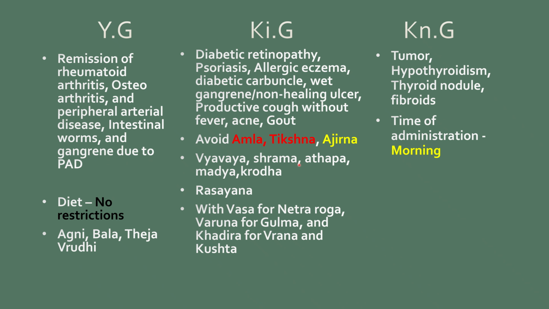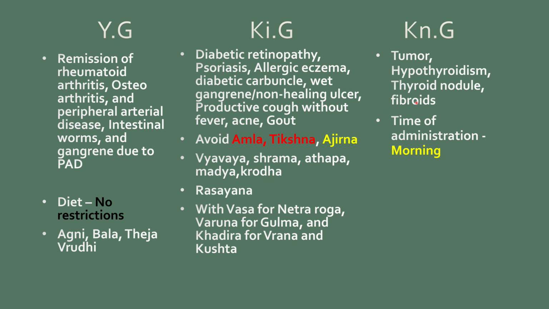For Kaishora Guggulu, there are some restrictions. Amla and Tikshna are said to be avoided because it is indicated in Pitta predominance, right? So Amla and Tikshna should be avoided. Ajirna also should be avoided because Kapha association is already there. Guru Ahara should be avoided. Vyayama, Shrama, Atapa, Madhya, Krodha, all these aggravate Pitta. So anything which aggravates Pitta should be avoided, whether it is diet or regimen. It should be avoided in the case of Kaishora Guggulu for getting the maximum benefit.